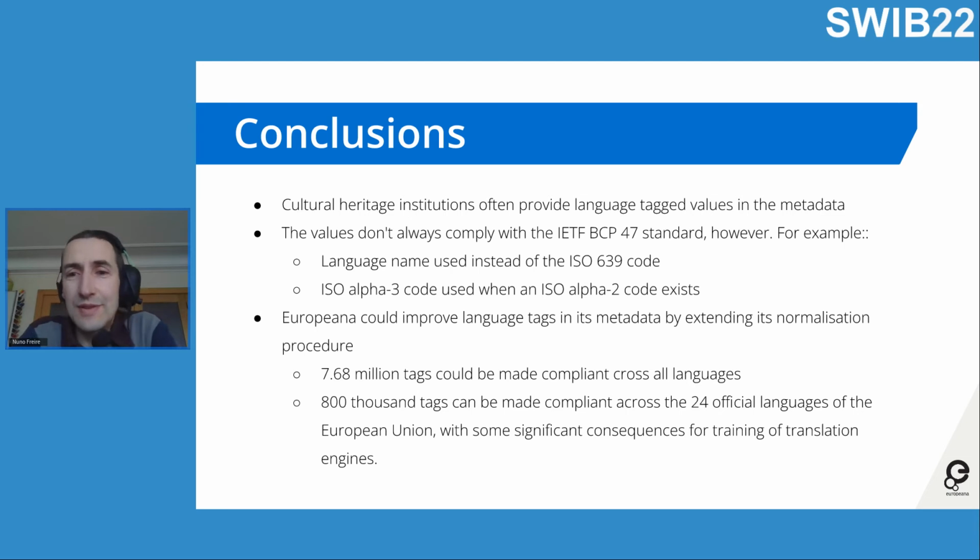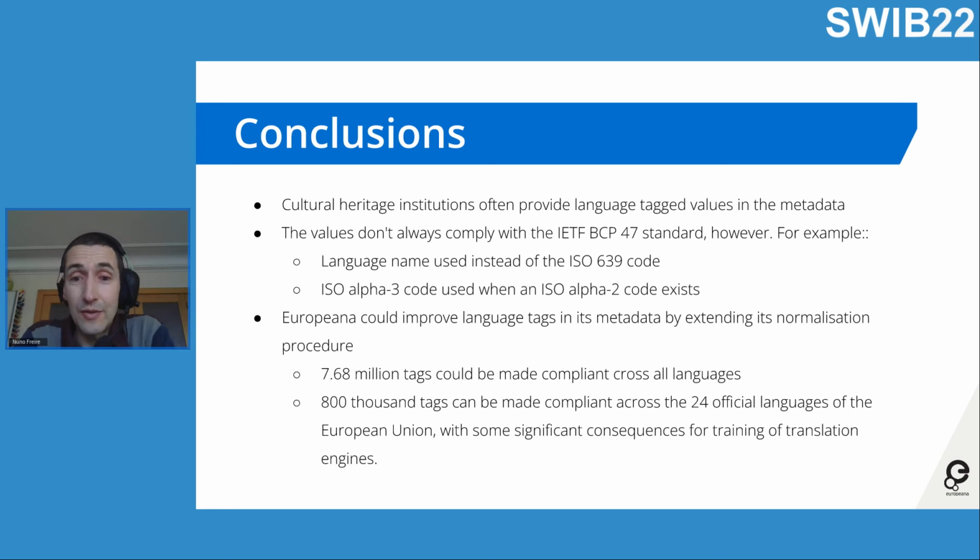And well, just moving to the final conclusions. The cultural heritage institutions do provide language tagged values in their metadata. The values are not always compliant with BCP 47, and sometimes they use the language name instead of an ISO code, or use a 3-letter code instead of the 2-letter code.